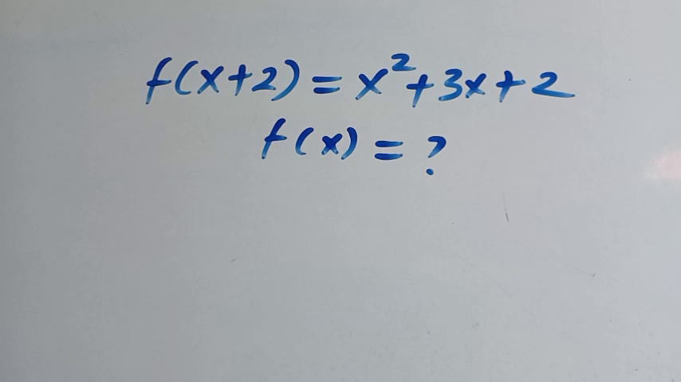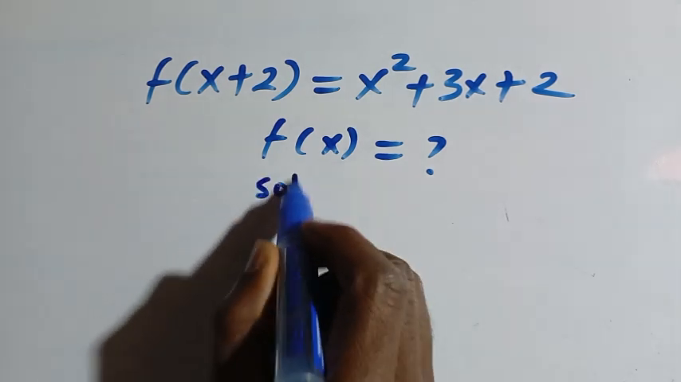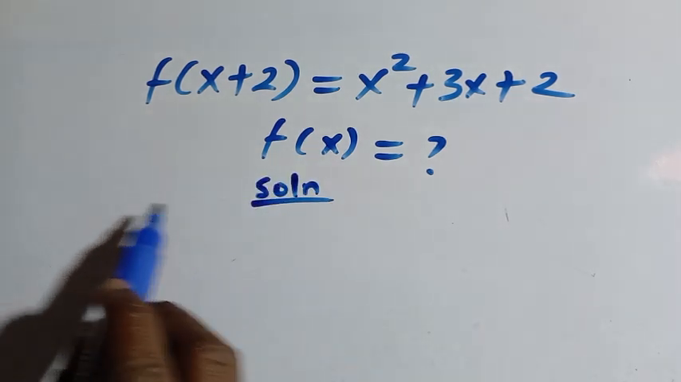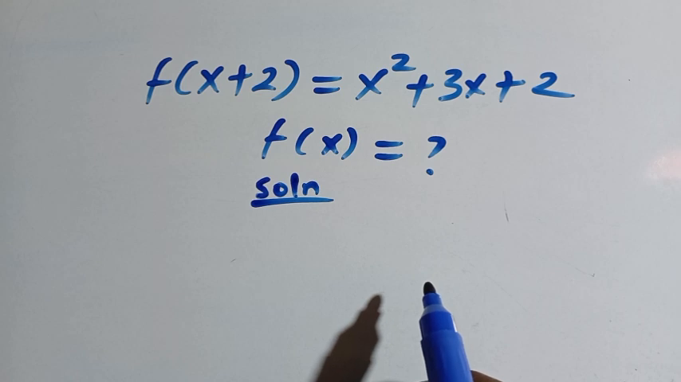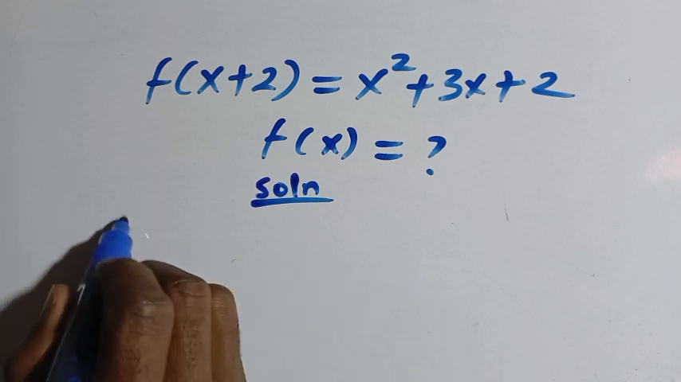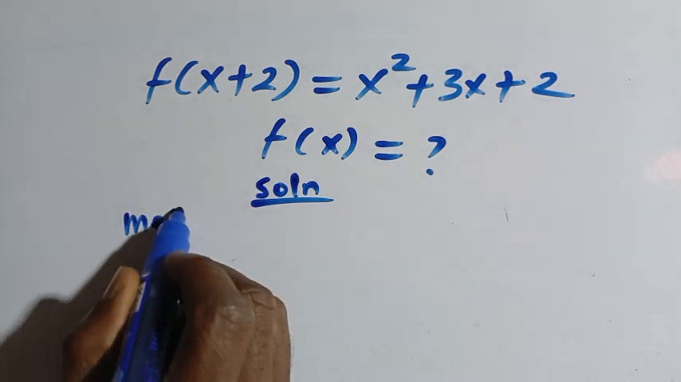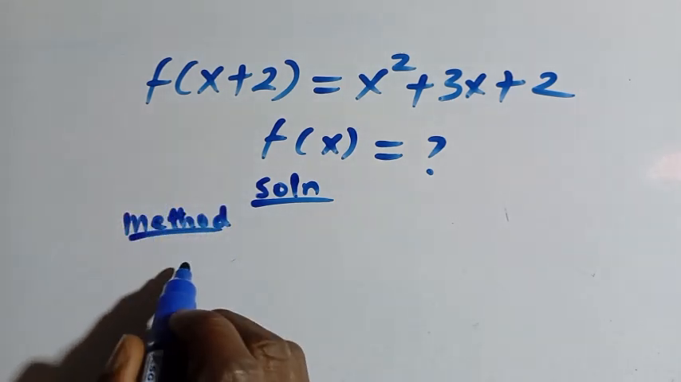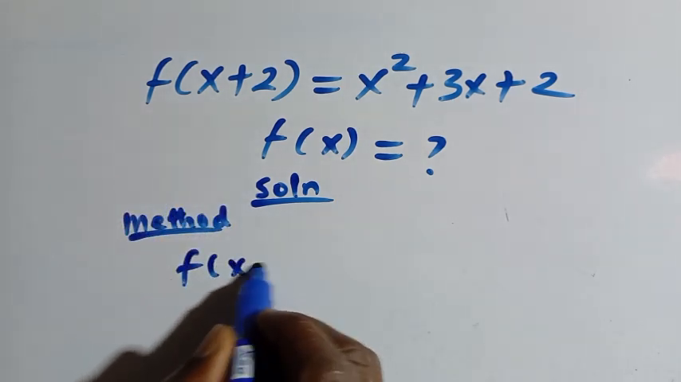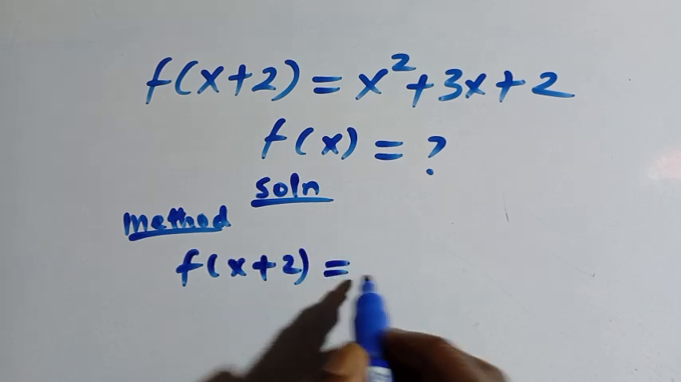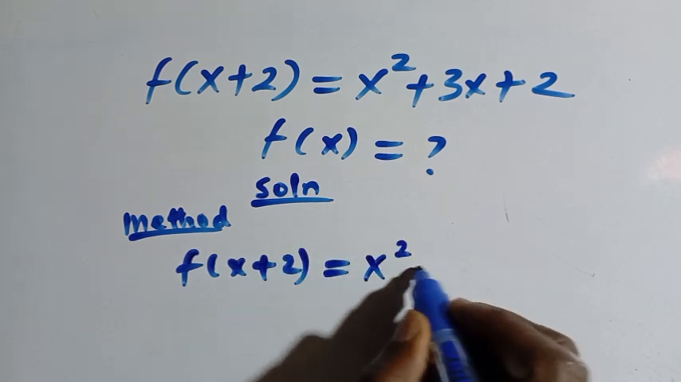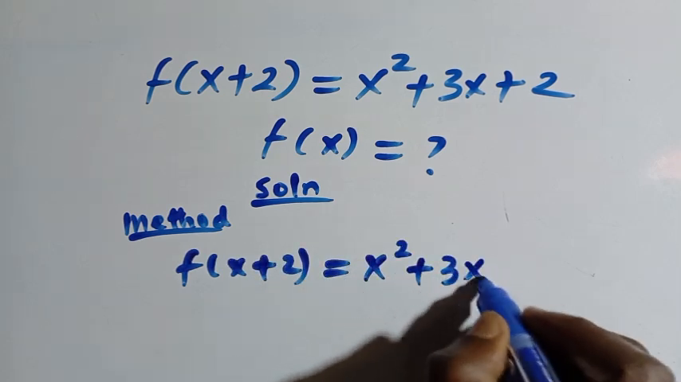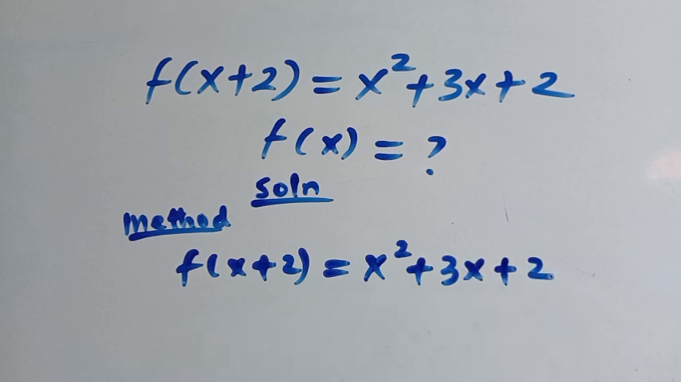How to solve these functional equations? So let's see the solution from here. I'm going to be presenting two different methods to solve this, and let's see method 1. Given that f of x plus 2 equals x squared plus 3x plus 2.